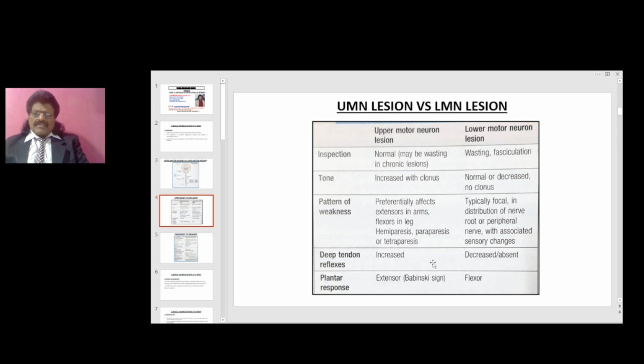Deep tendon reflexes. In upper motor neuron lesion, the reflexes are all brisk. Biceps, triceps, supinator, knee jerk and ankle jerk. Whereas in lower motor neuron lesions, they are decreased or absent. And the most important sign is the plantar response. In upper motor neuron lesion, there is an extensor plantar response, otherwise known as Babinski, where the big toe goes up and the other toes go for fanning. Whereas in lower motor neuron lesions, it is flexor. So these are all the very important differences between upper motor neuron lesion and lower motor neuron lesion.